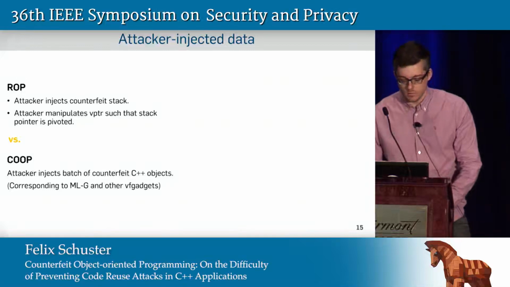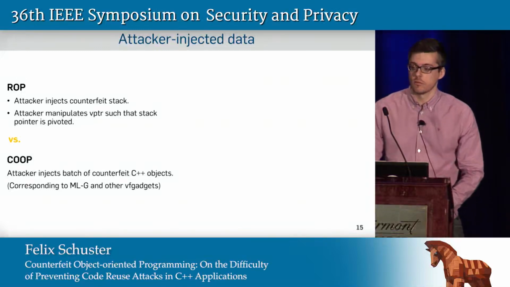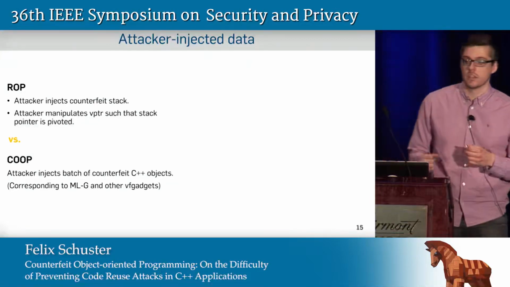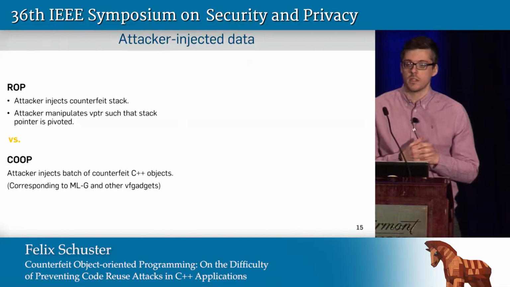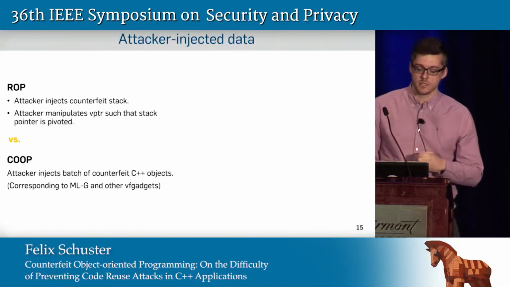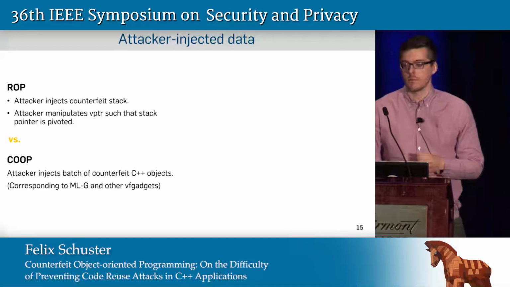And now, what kind of data does the attacker inject in order to mount a COOP attack? As I said, in ROP, the attacker injects a fake stack and manipulates a vptr such that the stack pointer is pivoted to this fake stack. And in COOP, we inject a bunch of counterfeit C++ objects.